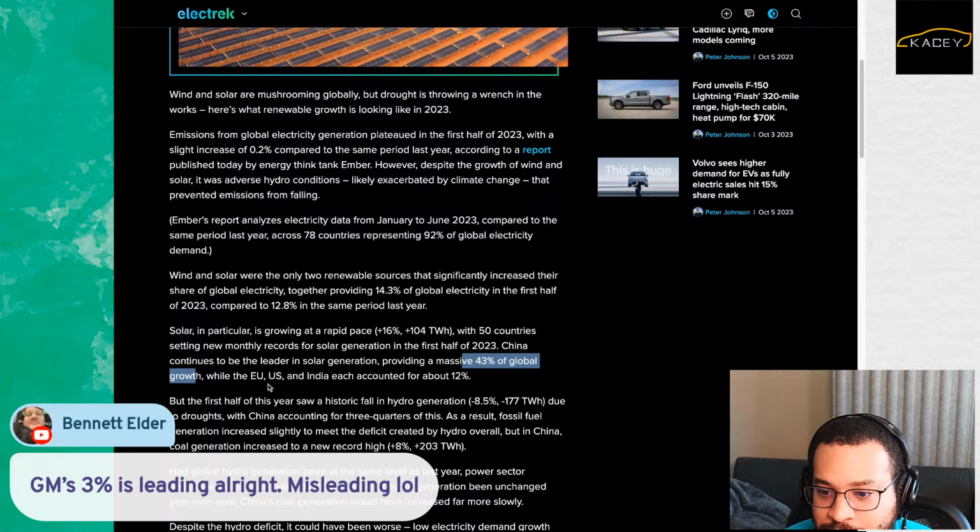While the EU and US and India accounted for 12% each. It's not terrible. Could be better. First half of this year saw a historic fall in hydro, a negative 177 terawatt hours due to droughts, with China accounting for 3/4 of this. As a result, fossil fuel generation increased slightly to meet the deficit created by hydro overall. But in China, coal generation increased to a new record high, up 8%, or an additional 203 terawatt hours.